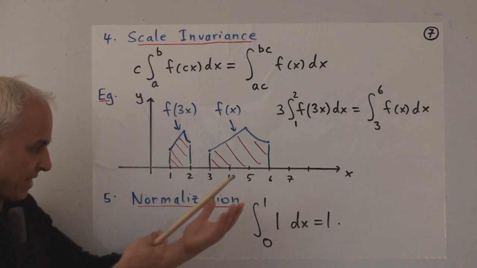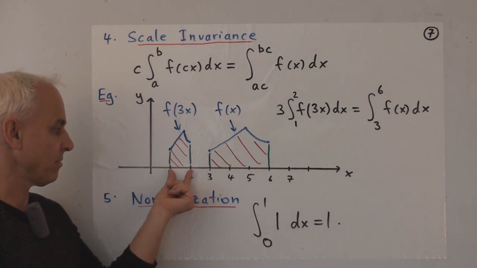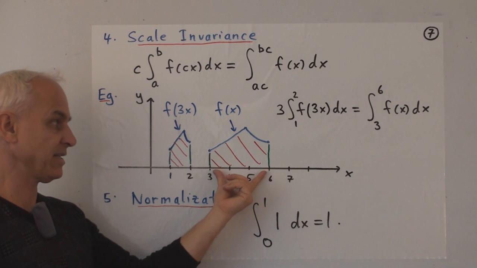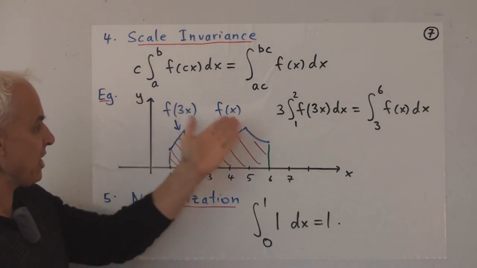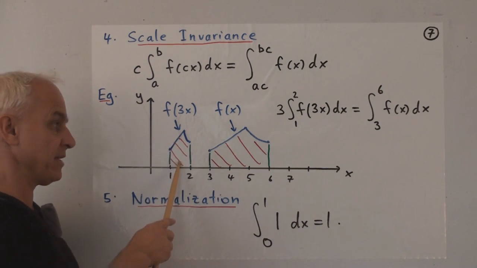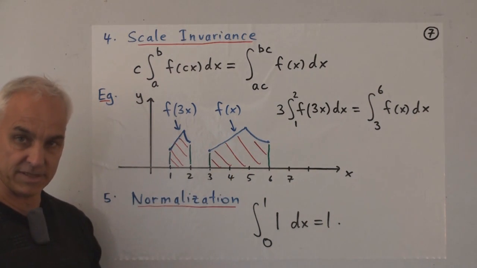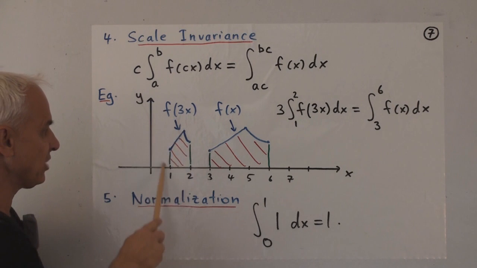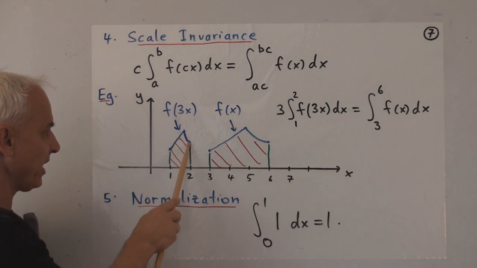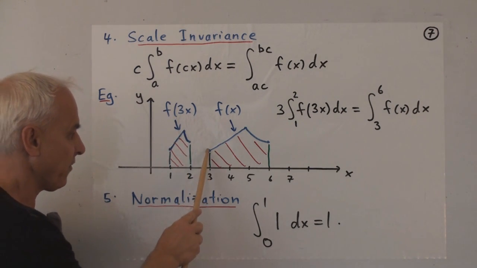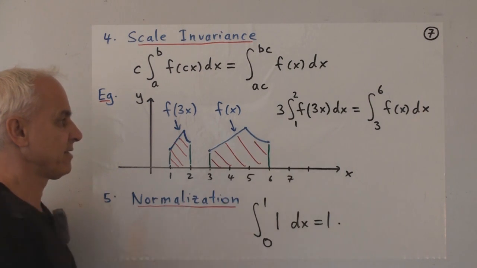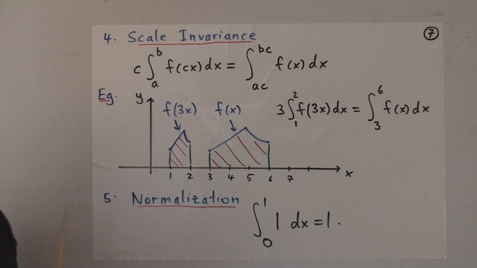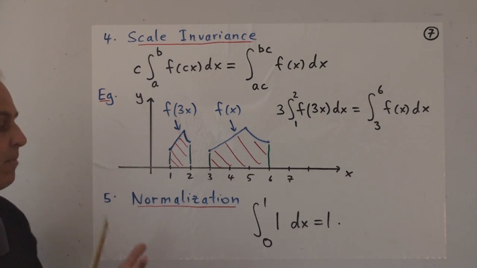And that scaling means that this integral is 1/3 this integral. So to make equality out of things, we have to multiply this integral by 3 to compensate. All right, so 3 times the integral from 1 to 2 of f of 3x equals the integral from 3 to 6 of f of x. That's a particular case of this scale invariance property.